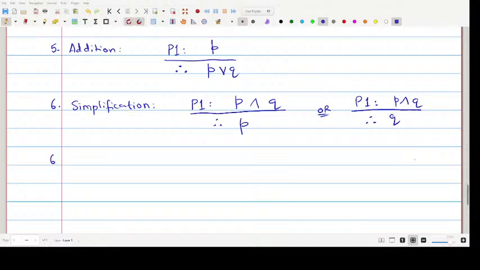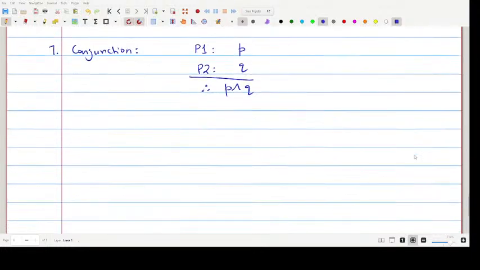Okay, six is done. Rule number seven is conjunction. Again, this is exactly the definition of inference, right? You can think of this as the definition of inference. There are two premises, P1 and P2. One of them is P, the other one is Q. Then the conclusion will be P and Q, P conjunction Q. So this is precisely the definition of inference.